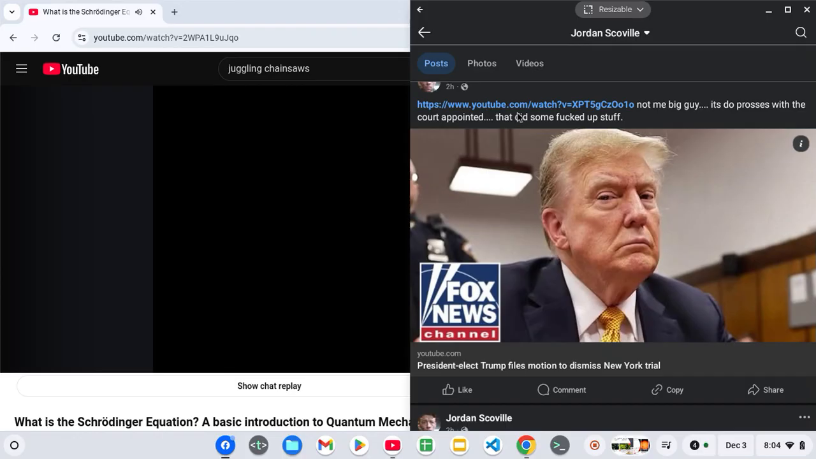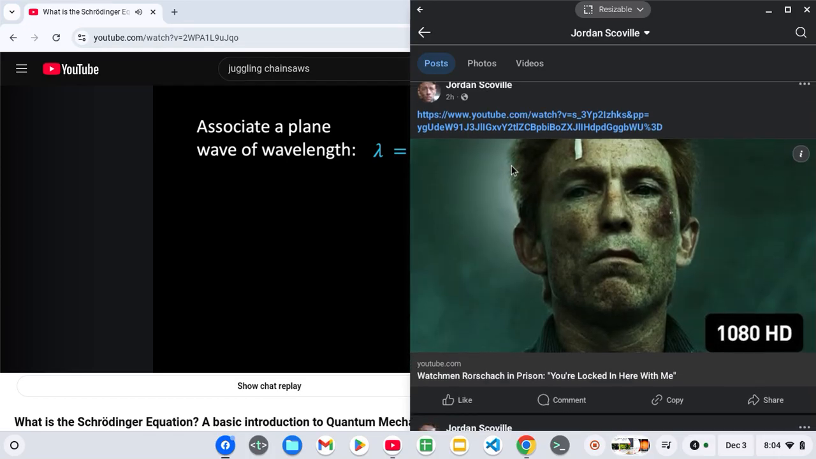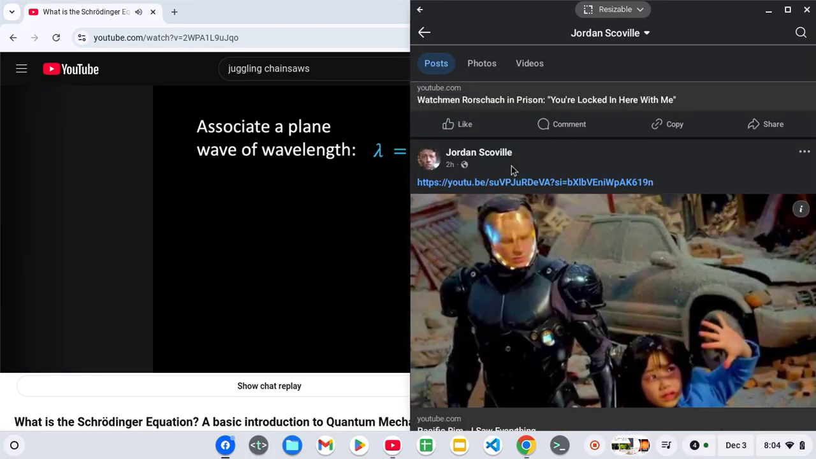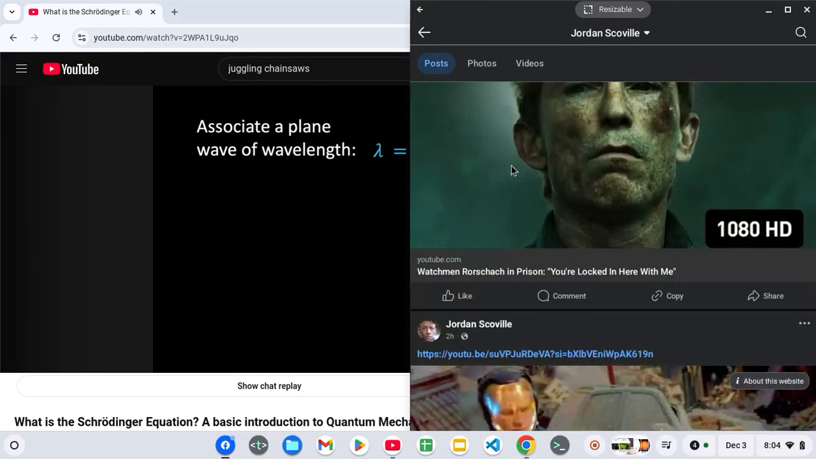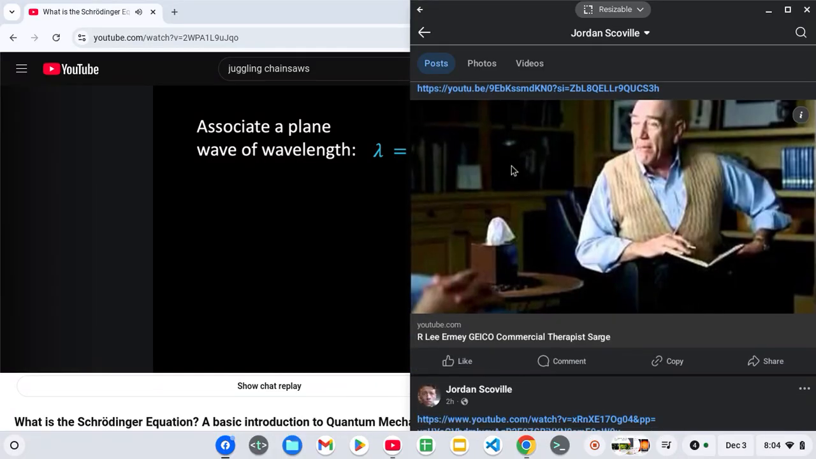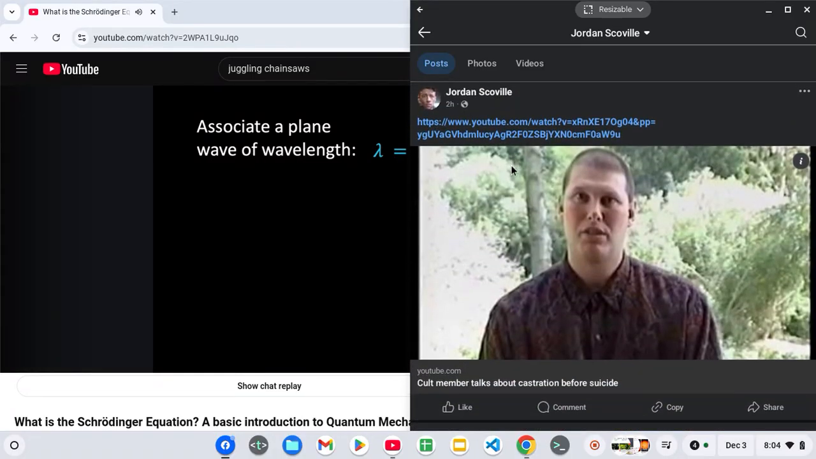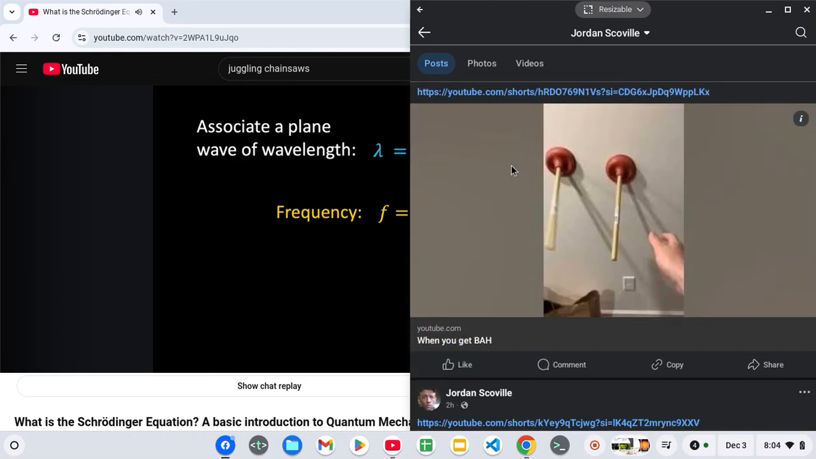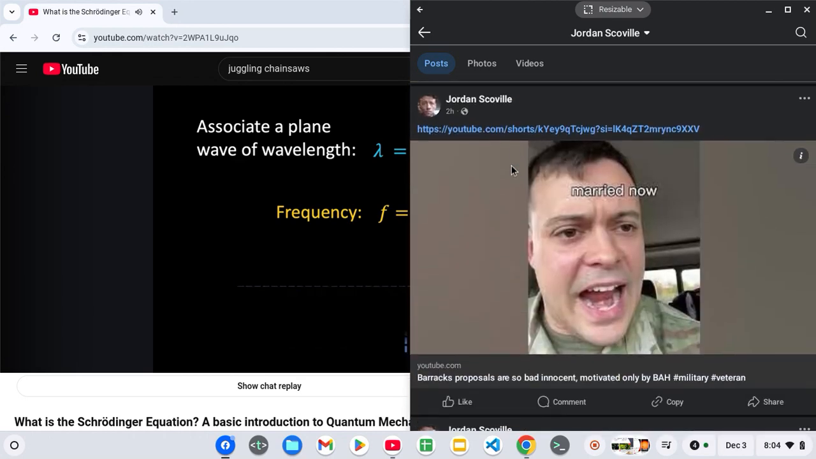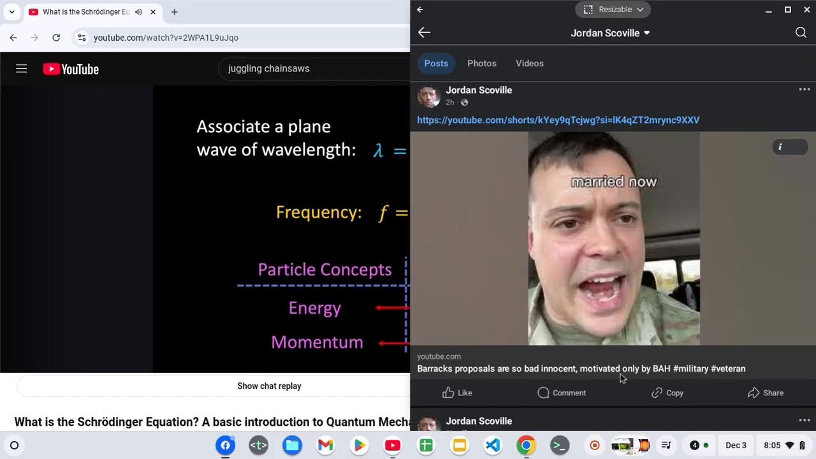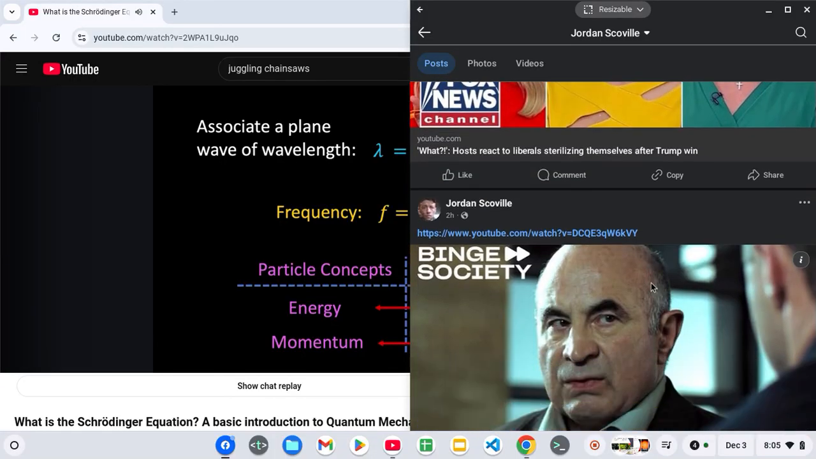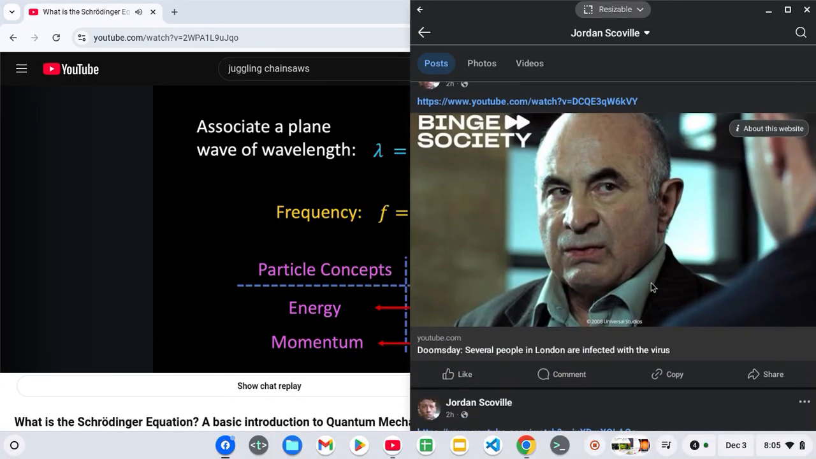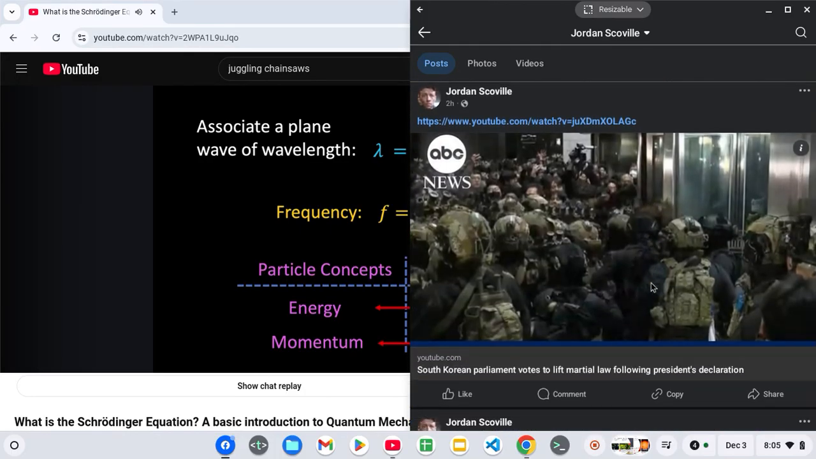In summary, de Broglie proposed that for a matter particle with mass m moving at velocity v, you can associate a plane wave of wavelength lambda equals h over p, or h over mv, where p equals mv is the momentum of the particle, and h is Planck's constant. Furthermore, if the particle has energy E, then you can assign a frequency given by f equals E over h, and these relations connect the particle concepts of energy and momentum, E and p, with the wave concepts of frequency and wavelength, f and lambda. Now what de Broglie did was simply assume that these two relationships hold for all matter particles, including electrons.